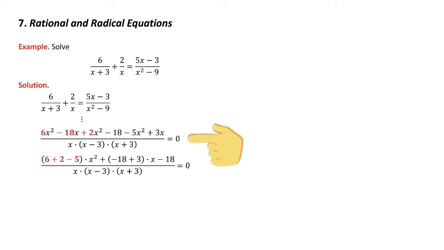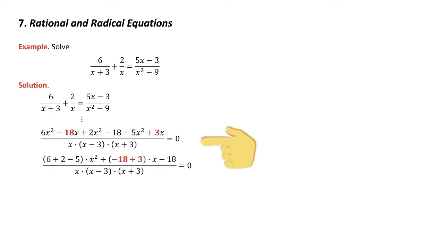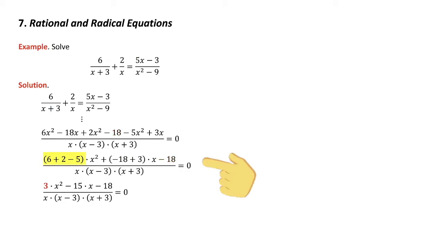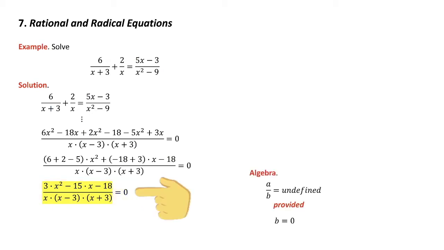I factored out the x squared, so I can combine those. I factored out the coefficients in front of the x, and I factored out the constant. And you just do the algebra, the 3x squared minus 15x and minus 18. Okay? So notice the top is just a polynomial. Now we're in a position where we can start moving. We got the common denominator, right? Everything's combined. So let's see what we have. I have a over b. Again, same procedure. It's undefined provided b is 0.